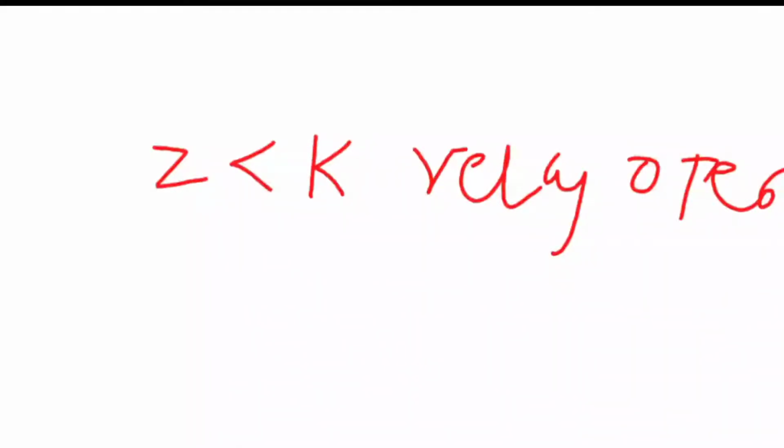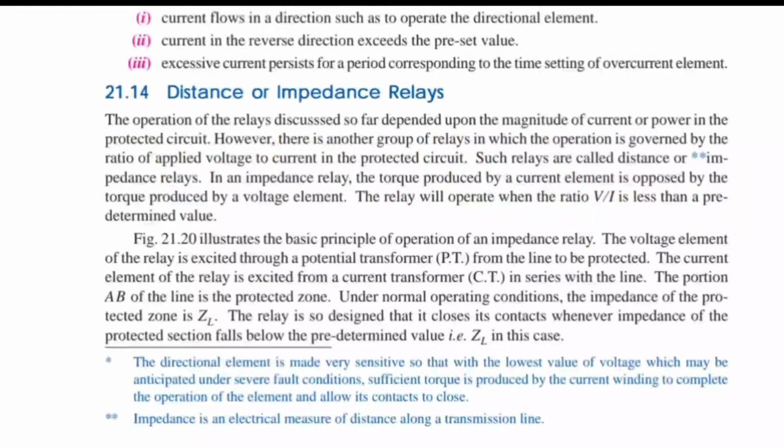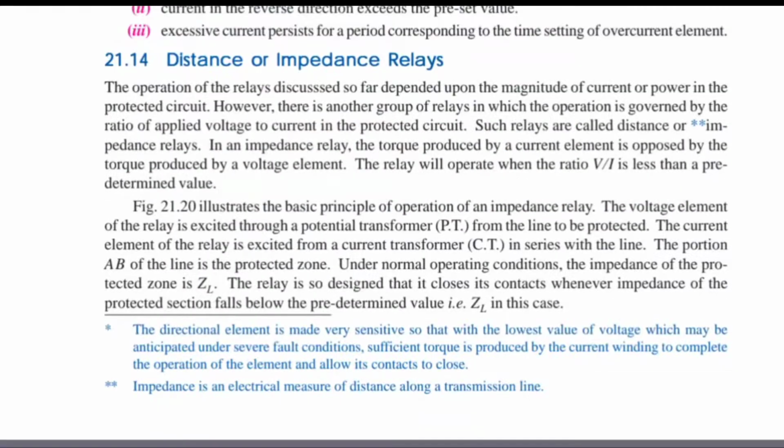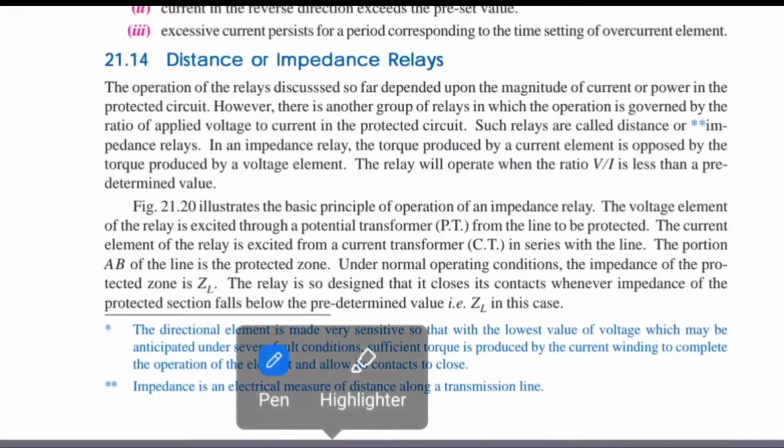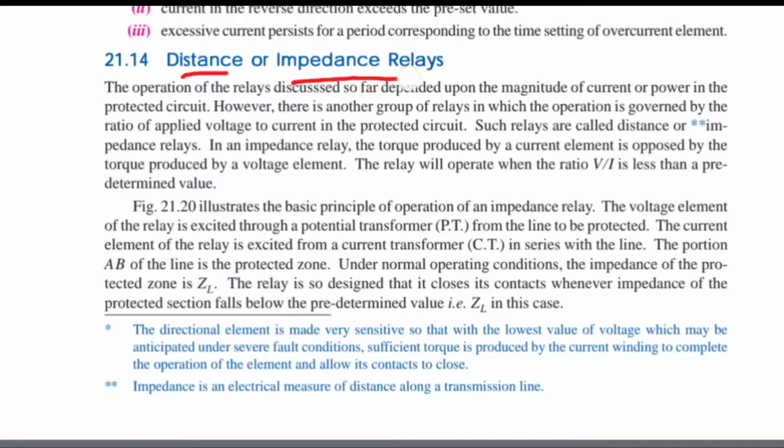Based on impedance, the distance relay works. Now, what is a distance relay? Impedance relays or distance relays, both are the same. The operation of the relay depends upon the magnitude of current or power in the protective circuit.